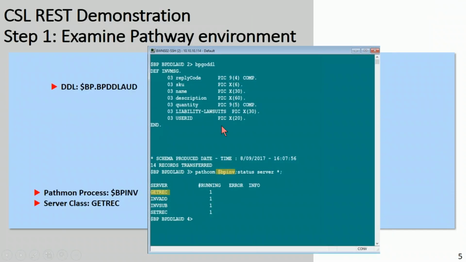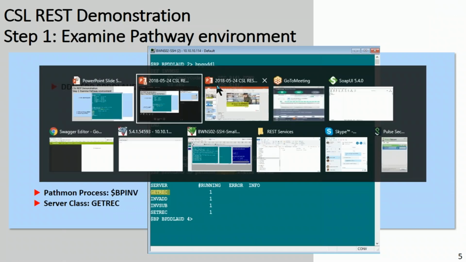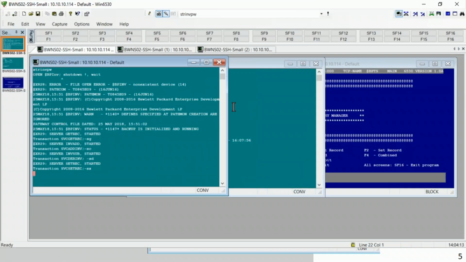Step 1 then, as I mentioned, is kind of environmental. We need to understand what our pathway world is. So let me bring it up. This is basically just terminal emulator access up through to my NonStop system. And we can see that I've started up a pathway process, got Pathmon process, $BPINV, and I've got 4 server classes started up. In particular, I'm going to take getRec, and we're going to turn that into a RESTful service.